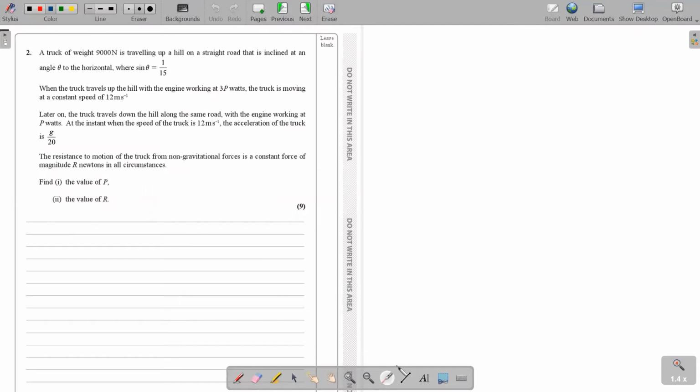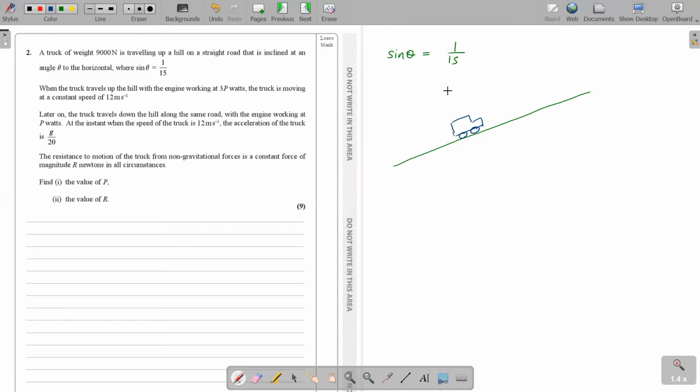Okay, so now we will move on to question number 2. A truck of weight 9,000 newtons is traveling up a hill on a straight road that is inclined at an angle theta to the horizontal, where sine theta is 1/15. So you have a truck that is moving up, right? They say the truck of weight 9,000 newtons is moving up.